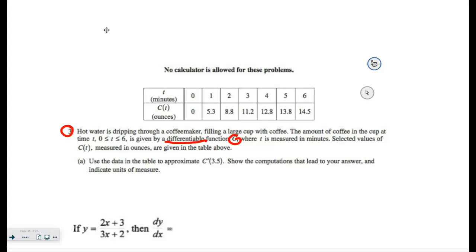And then they have just given a screenshot of what's happening from 0 to 6 minutes. So we don't know what's happening at like 1.5 minutes or whatever. And it says to use the data in the table to approximate this. So go ahead and box that in. It says approximate because 3.5 isn't on there. Know that that's an approximation for the derivative.